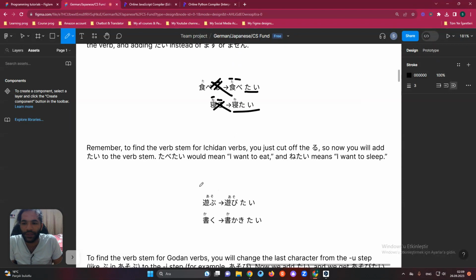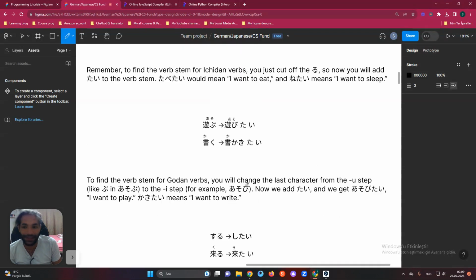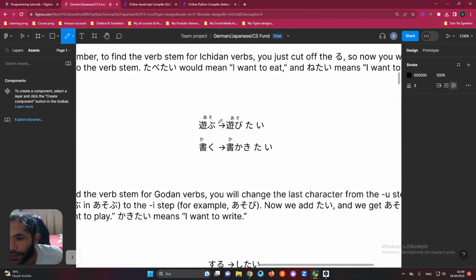Remember to find the verb stem for the Ichidan verbs. You just cut off the ru, and now we'll add the tai to the verb stem. Tabetai would mean I want to eat, and netai means I want to sleep, as I said before.